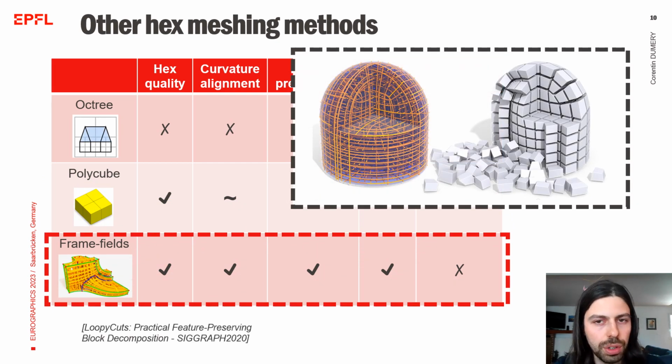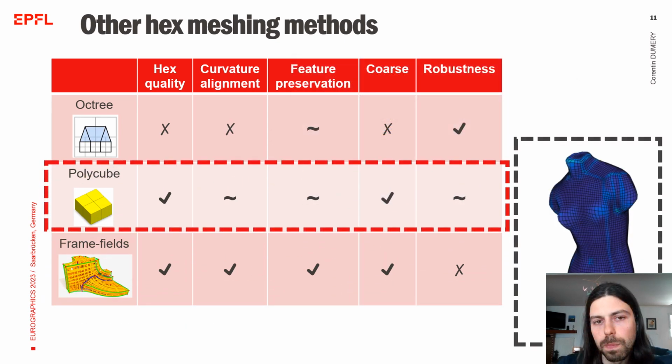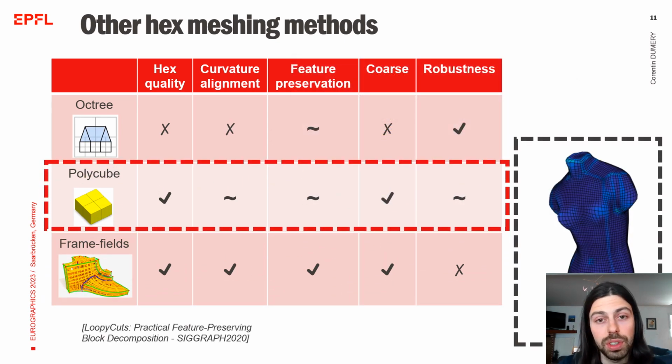There's also a line of work using frame fields, which produces excellent meshes, but it's not robust at all and it will fail on any realistic input. Polycubes stand out as a nice middle ground that produces very good meshes and is still quite robust.